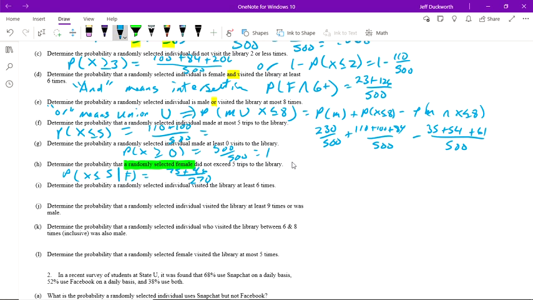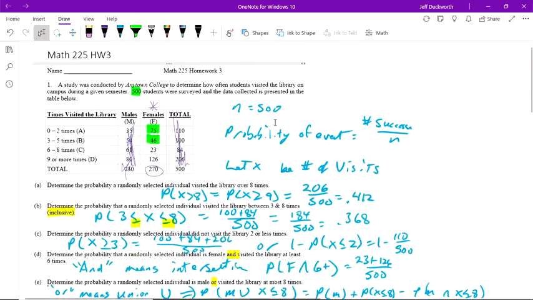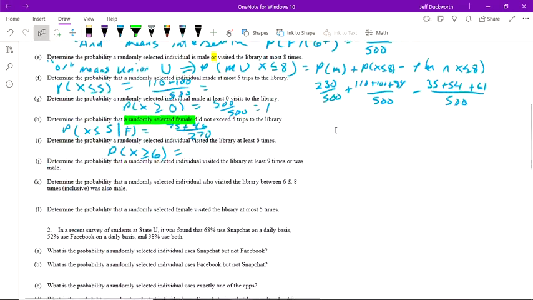All right, so I determine the probability a randomly selected individual, so anybody, male or female, visited the library at least 6 times. So this is going to be the probability that x is greater than or equal to 6, which, let's clean up some of this stuff here. Again, greater than or equal to 6 are these two, so it's just going to be the total of those two over 500. So we have 84 and 206, over 500. And that equals what it equals.